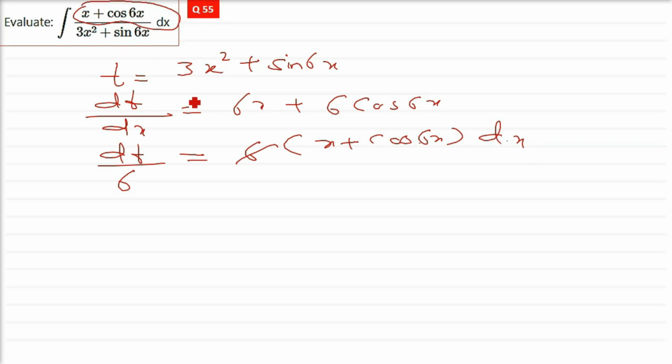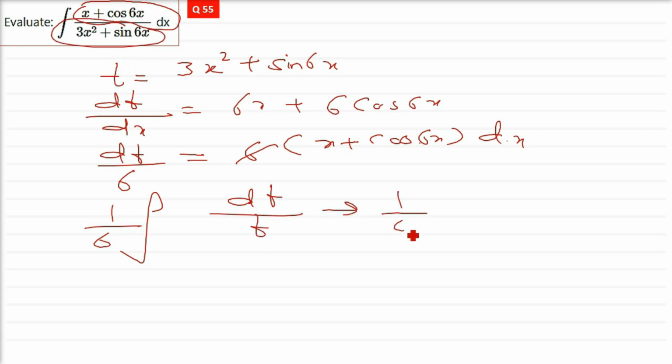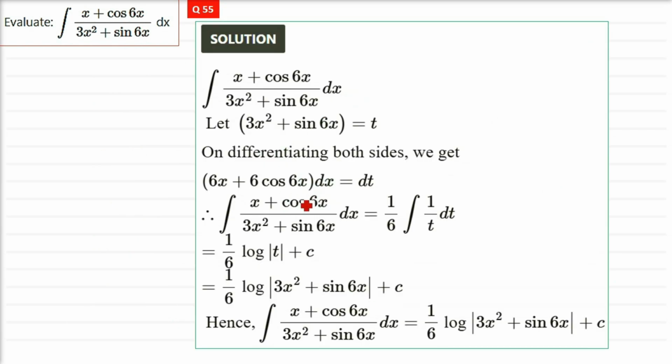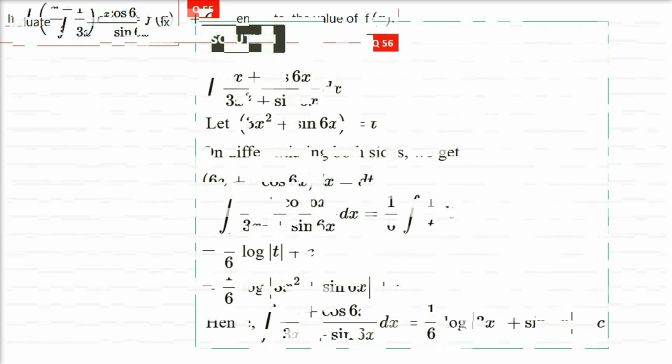So x plus cos 6x dx is the numerator, and you can just write dt by 6 in this case. 1 by 6 can be brought in front of the integration sign. The denominator is t, and dt by t is log t. So integration will be 1 by 6 log modulus of 3x square plus sine 6x plus constant of integration. That's your final result. This is how you can do it, and the best way to write is in this way. When you take 3x square plus sine 6x as t, all will be easier for you.